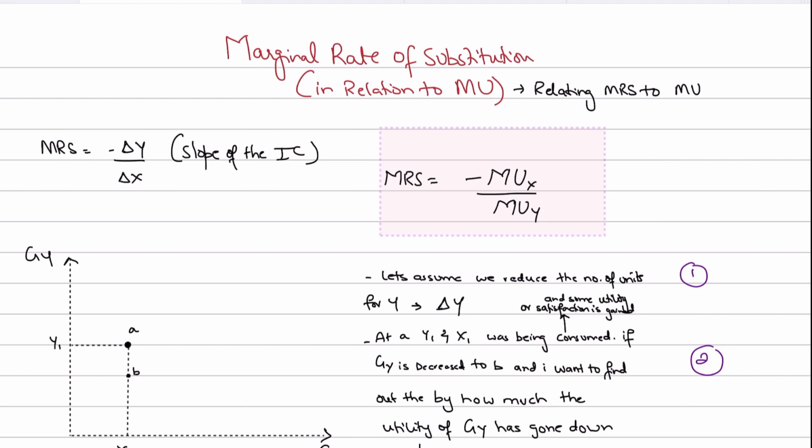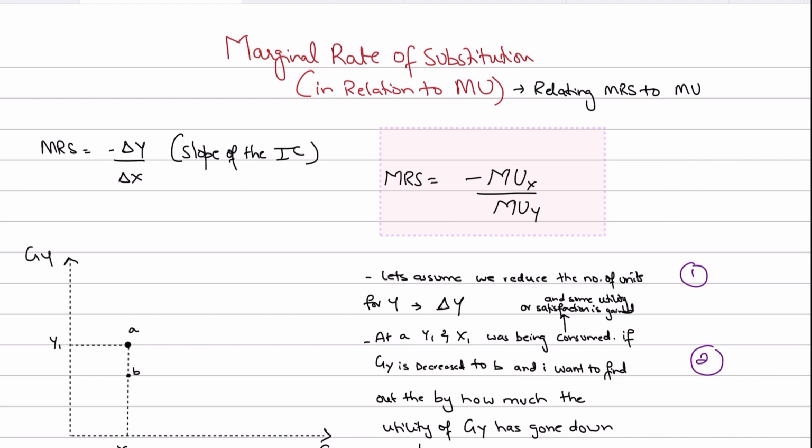Now, the formula of change in y over change in x is a general formula that is applied to calculating the slope of any line. But the slope of an indifference curve is actually referring to the marginal rate of substitution, right? Now, the marginal rate of substitution, guys, can also be written as the marginal utility of x divided by the marginal utility of y, that is MUx over MUy.